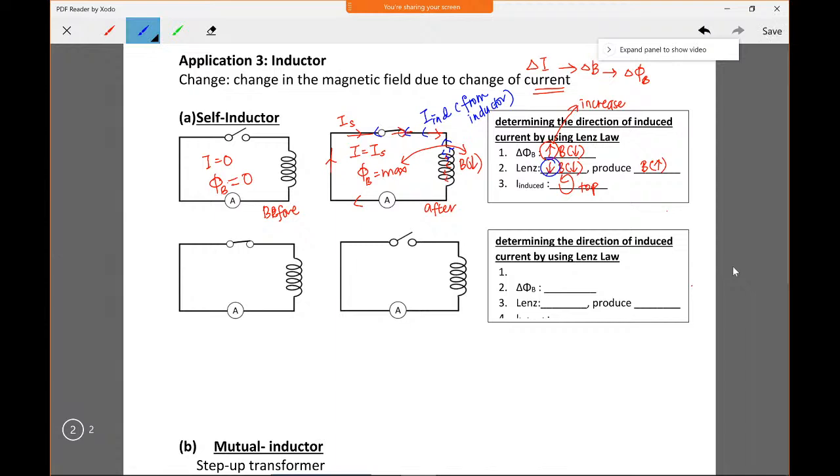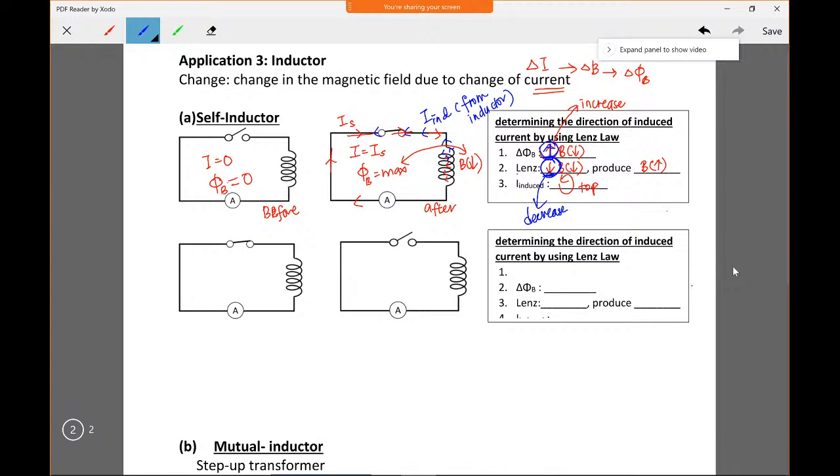This one means decrease. According to Lenz, you will have to oppose the change in flux. So if you monitor that the change is an increase, when you would like to oppose, you have to decrease. This is not going up or going down. On the front part here, this one means it is increased, meaning your magnetic flux is increasing. So that is your observation from before and after.